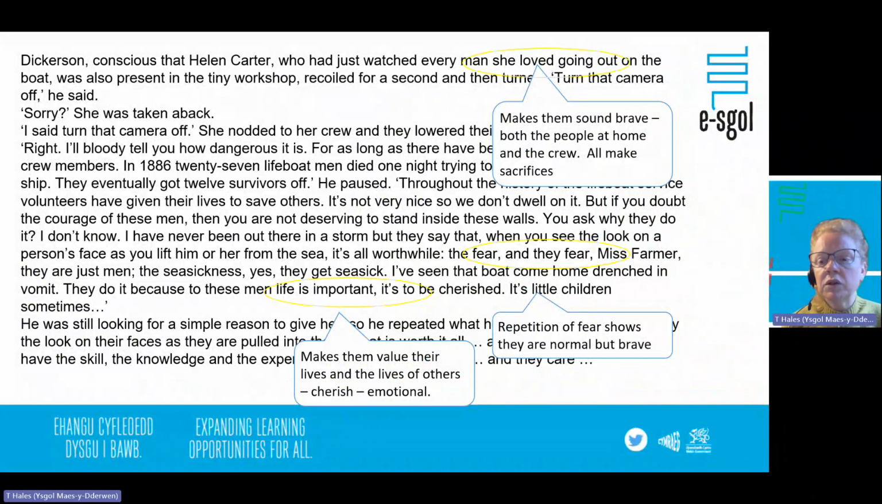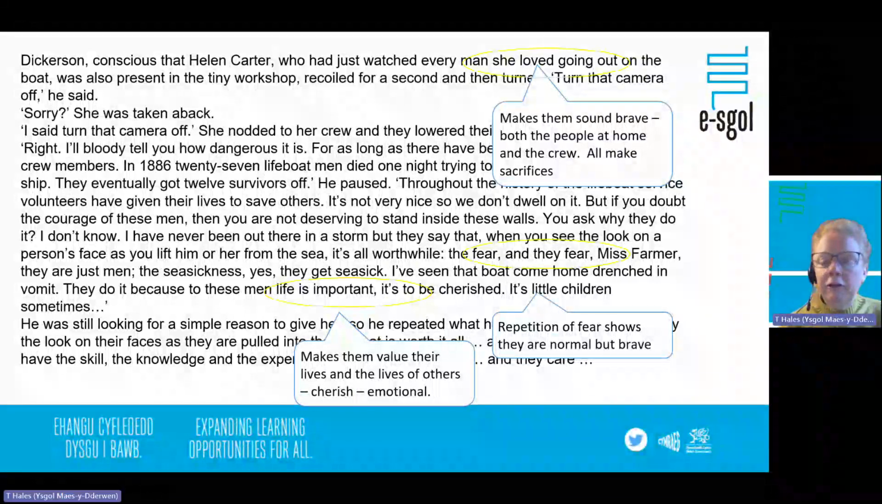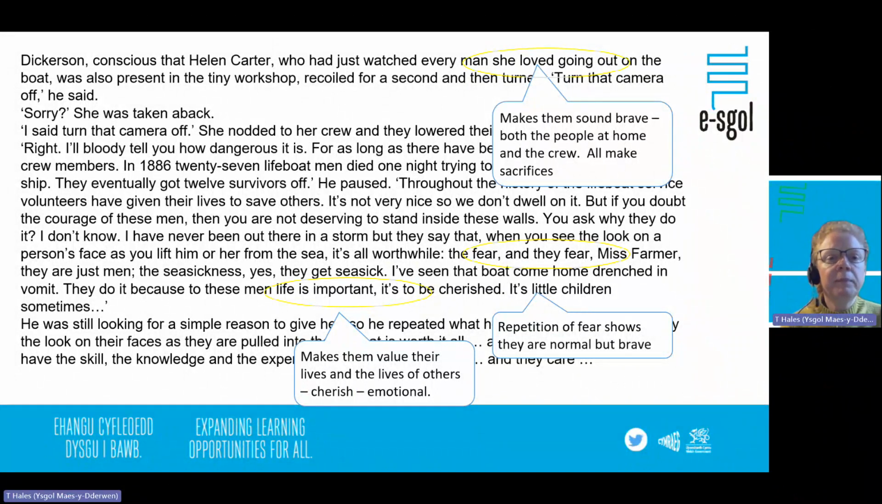And then the second part of the story, because I couldn't fit it all onto one slide, sorts of things you could talk about. Helen Carter had just watched every man she loved going out on the boat. So these are normal people with wives and children who are left behind when they go out. So they're risking things. They care about their lifeboat role so much that they will leave behind the people they love. So it makes them sound really brave. They're making sacrifices to do this.